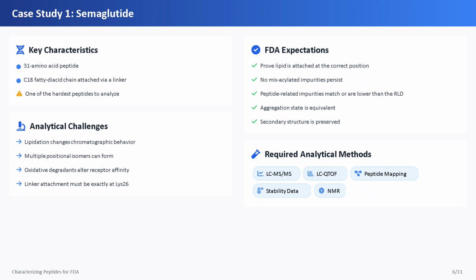With Liraglutide, the biggest focus is verifying the C16 fatty acid attachment and matching the peptide map to the RLD. Developers must quantify desamidation, oxidation, and dimerization, all of which affect potency. Even a small shift, say 1 to 2%, in acylated isoforms can raise FDA concerns. That's why impurity profiling, structural analysis, and stability studies are essential for a successful comparison.